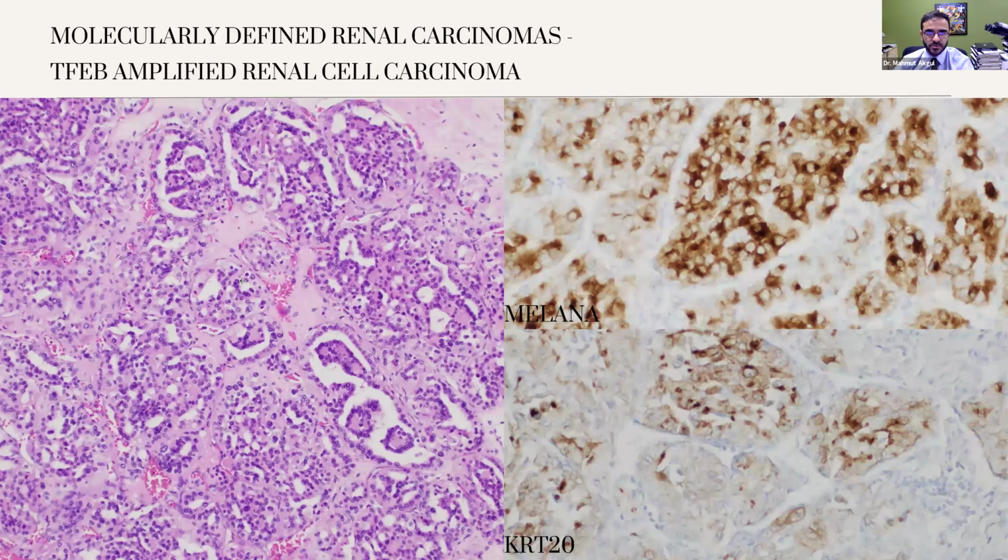And still, we don't know how much amplification we should call as positive. I think 10 copies is now a somewhat standard approach, but some authors think that maybe we should reduce the number. Another interesting thing is that the majority of these tumors actually express PD-L1. This study showed that about 85% of TFEB amplified renal cell carcinomas actually express PD-L1, which is not only helpful for diagnostics, but also for directing the treatment.